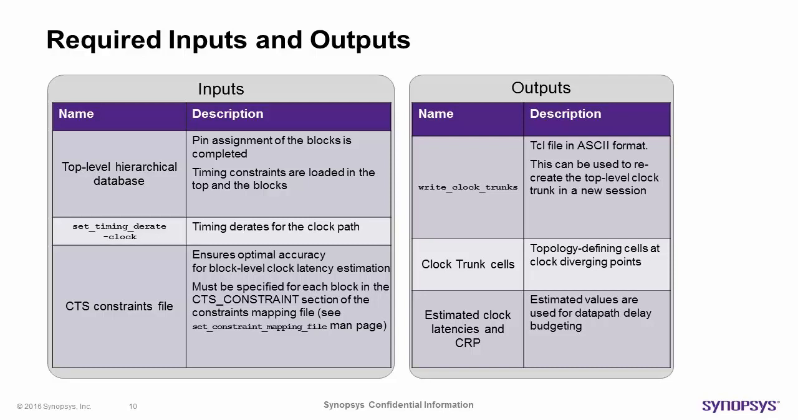The output. Users can use write clock trunk to write a Tcl file in ASCII format. This can be used to recreate the top-level clock trunk in a new session. Clock trunk cells are topology-defined cells at clock diverging points. Estimated clock latency and CRP. Estimated values are used for database delay budgeting.